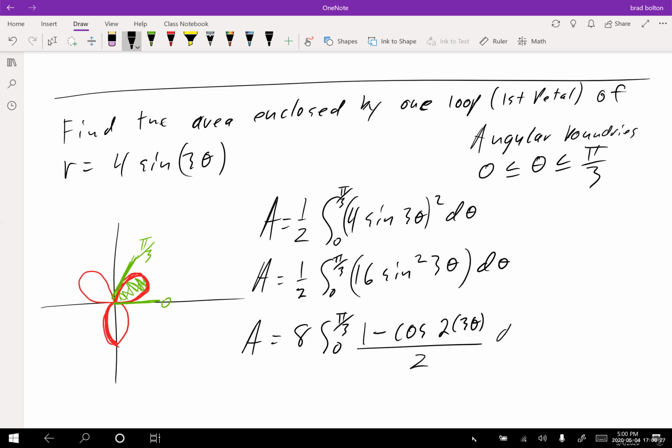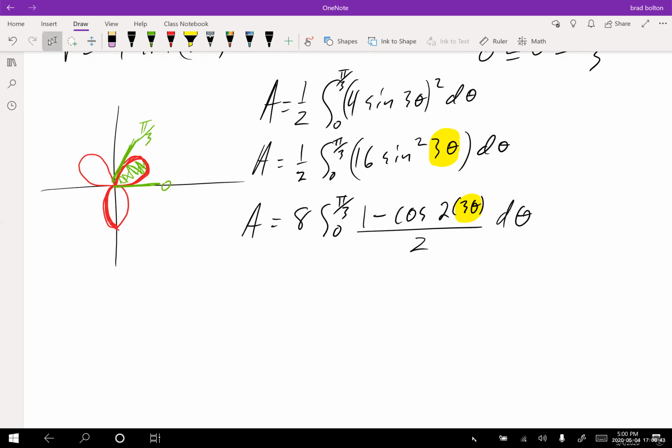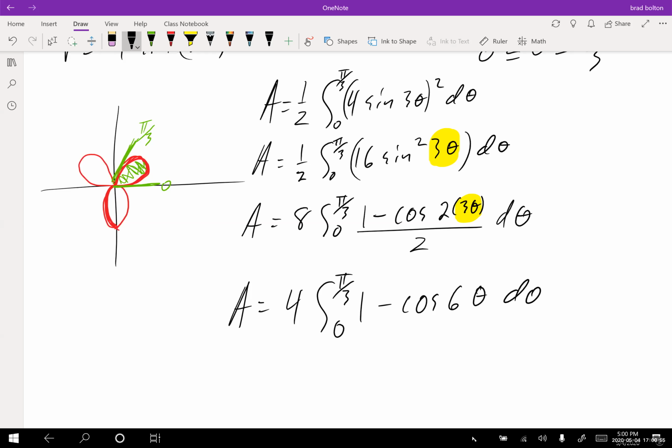Whatever angle that was, we double it. So this is the common mistake, you guys, right here. People forget that this is theta actually, or that's the angle. So when you reduce this, you have to double whatever that angle was. Well, that angle was 3 theta, so now we got to double that. So we actually get 6 theta. That's the common mistake I see students make. So we have area equals, now we can pull that 2 out. So we have 4 integral from 0 to pi thirds of 1 minus cosine 6 theta d theta.